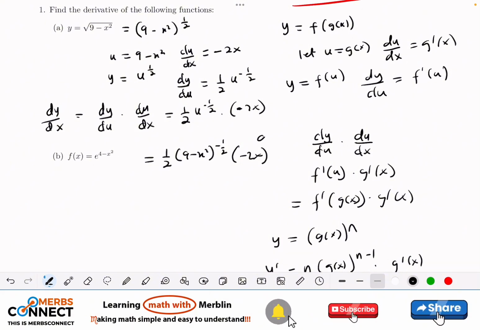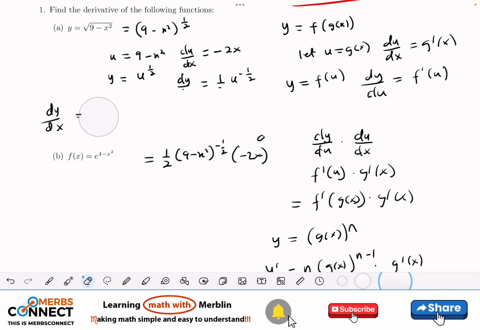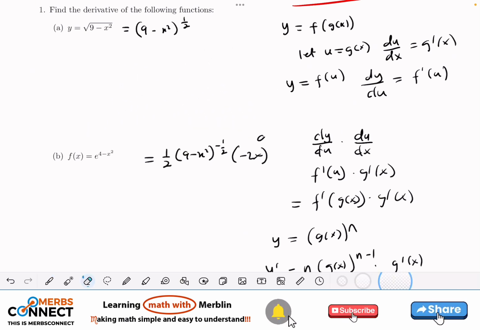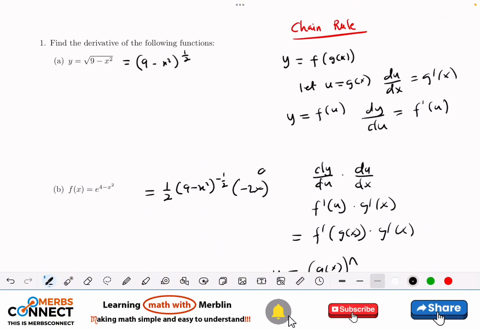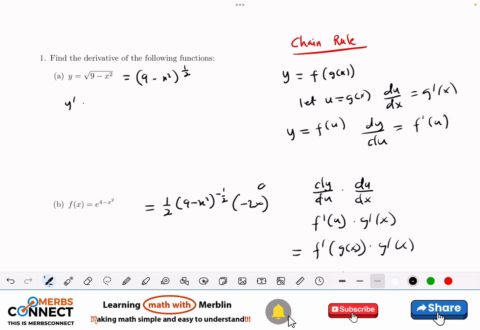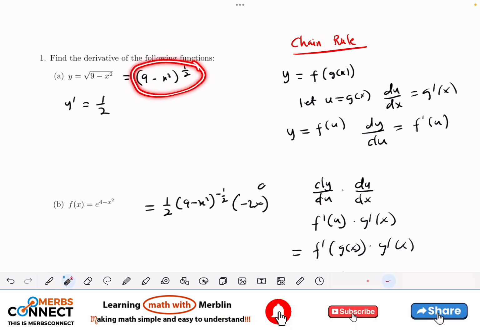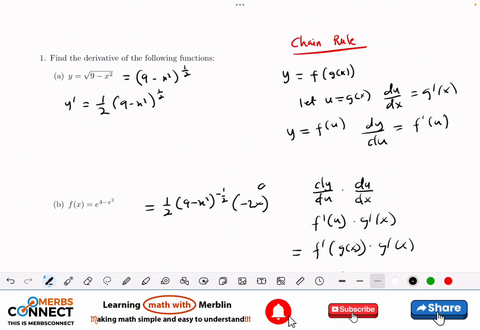But we can go through this by doing direct differentiation. Let's look at this. So now if I want to do the direct method using this idea, then I'm going to have y prime equal to, first I need to apply the power rule. The power rule says that if I have a function to the power n, then first I drop the power down, then I maintain the whole function, which is 9 minus x squared to the power 1 over 2, but I'm going to subtract 1 from the exponent.